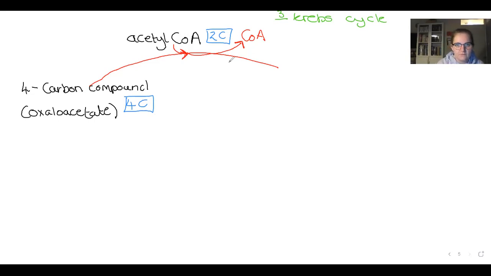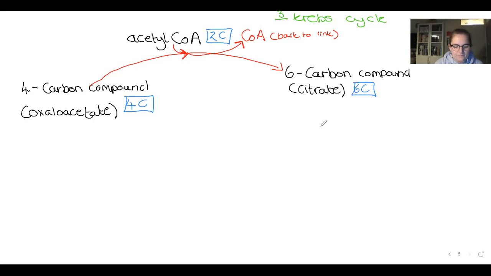Okay. So at this point, this goes back to the link reaction. When these two molecules join together, they form a 6-carbon compound, which makes sense. 4 plus 2 equals 6. And this 6-carbon compound is called citrate. And just so that we're marking our carbons as we go in, 6C here. Okay, so our 6-carbon compound is going to become a 5-carbon compound.